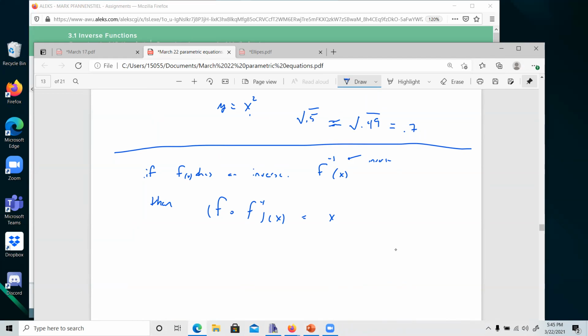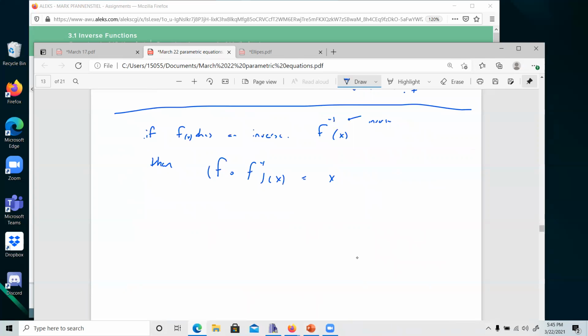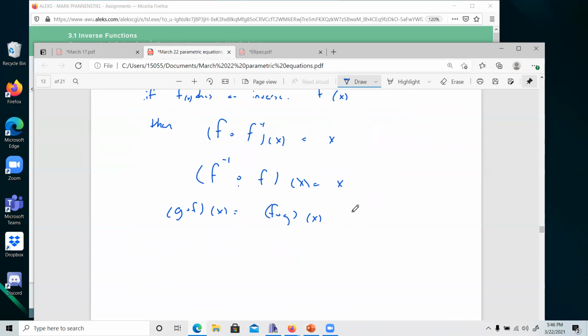So if we compose the two functions, we will get just the value x, and vice versa, because if you remember, composition is not a commutative property. You can't say g of f is equal to f of g. It's one of the few operations you know at this point where that does not work. So always try to remember that it's not going to go backwards or forwards. You have to check both of them if you want to make sure it's an inverse.